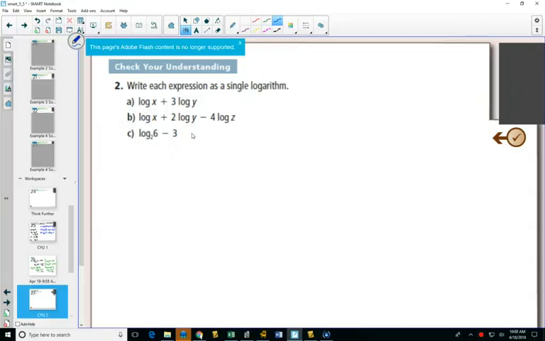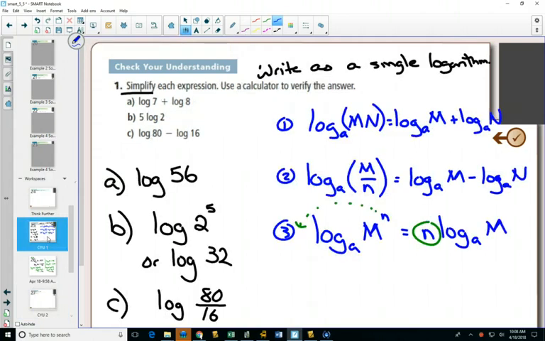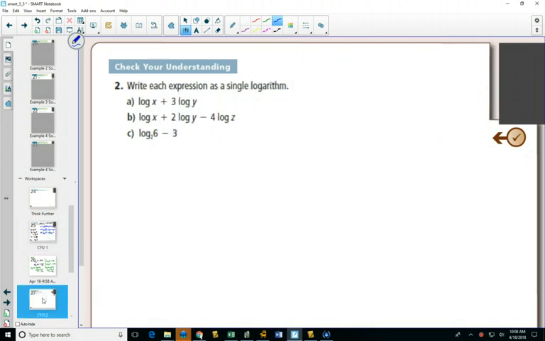Write each expression as a single logarithm. So we're going to be doing the same thing. We're going to be using these three log laws, and writing as a single logarithm means changing it to the simplified form, which is the one on the left-hand side. So what we have in A is log x plus 3 log y.